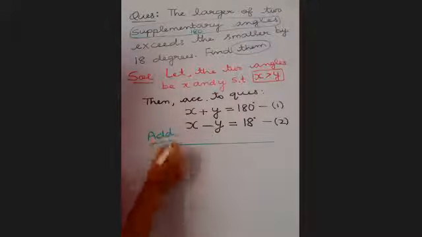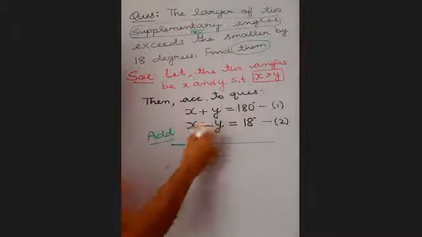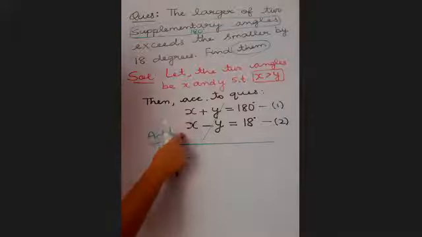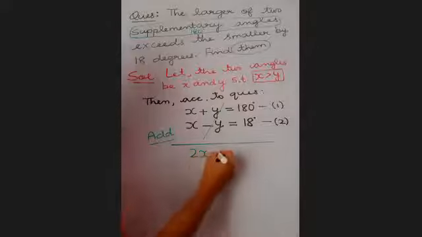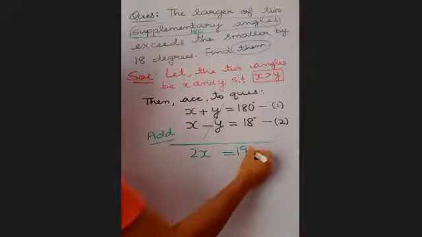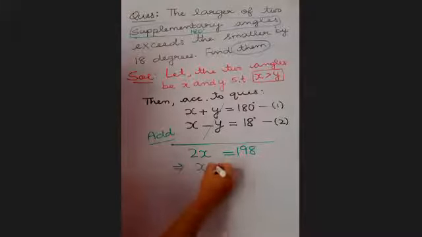Let us simply add these equations. So plus Y and minus Y will be cancelled. X plus X is 2x, and 180 plus 18 is 198. So what is X? 99.